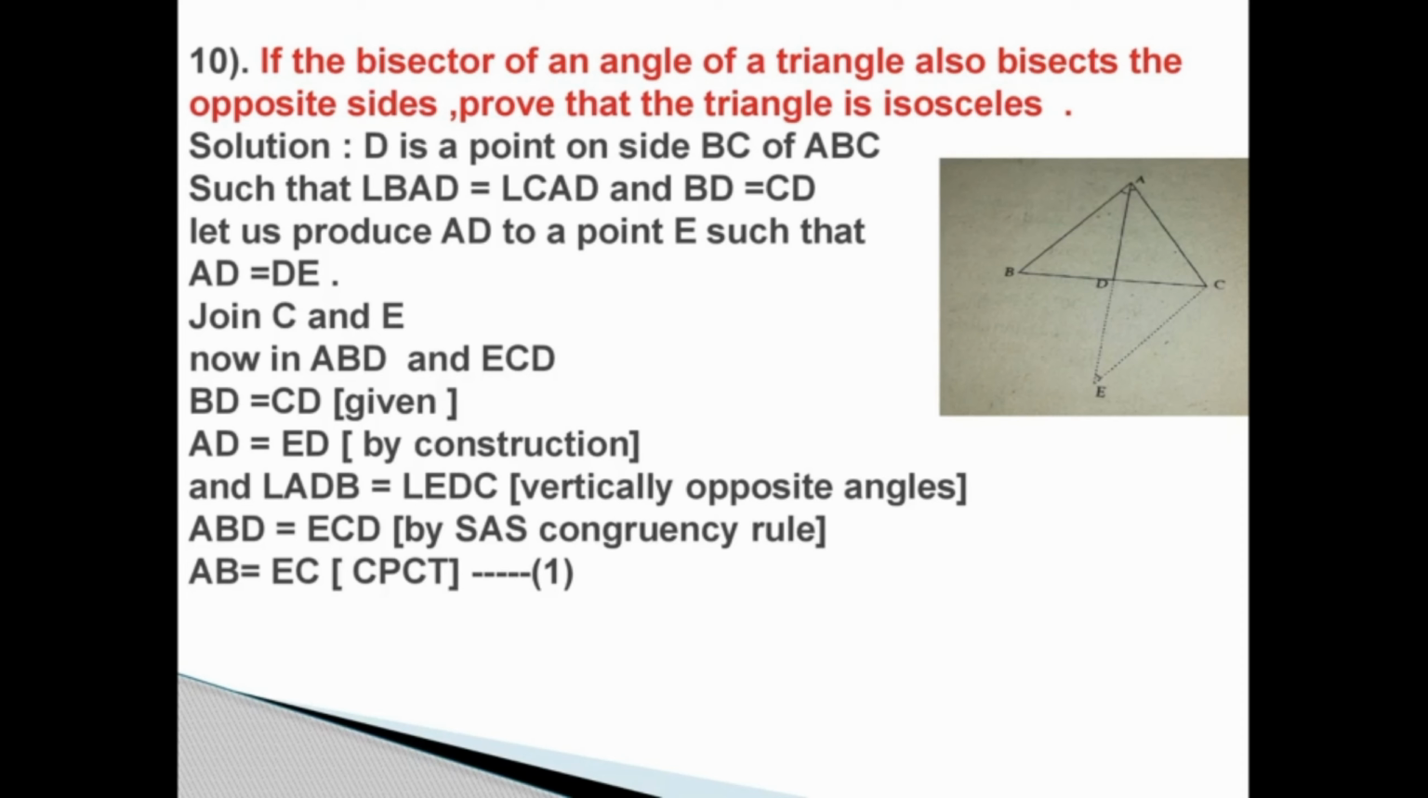Now in triangle ABD and triangle CED, BD is equal to CD, given. AD is equal to ED by construction, and angle ADB is equal to angle EDC since vertically opposite angles are equal. Therefore, triangle ABD is congruent to triangle ECD by SAS congruency rule, that is AB is equal to EC by CPCT.